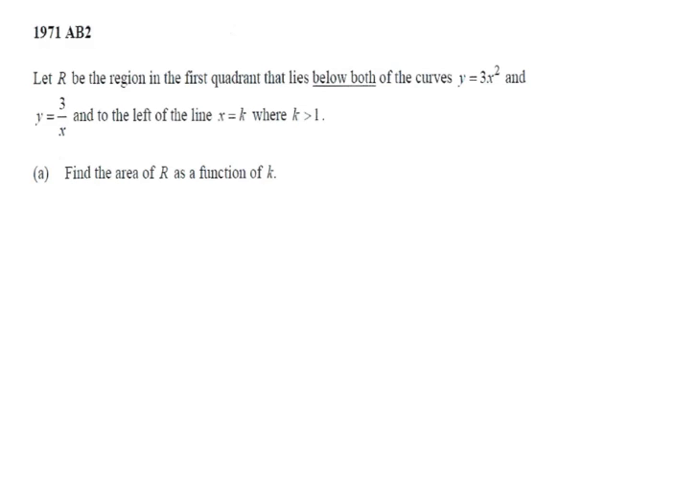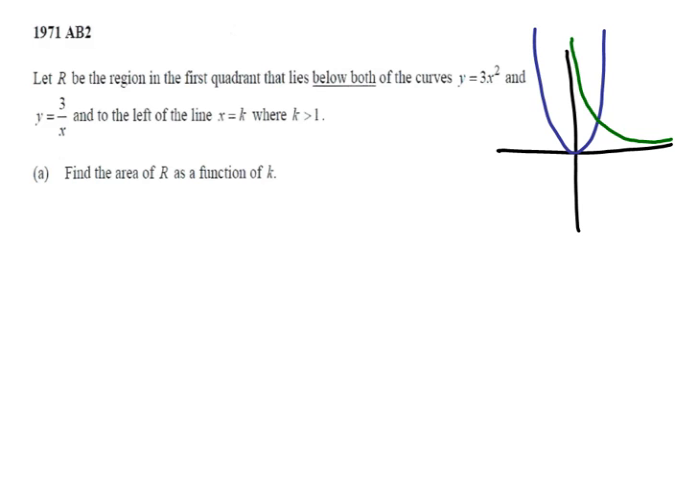Okay, for the final problem in this problem set, we have 1971 AB2, and we have this region in the first quadrant that lies below both of these curves, y equals 3x squared and y equals 3 over x. And just roughly, the area is going to look something like this.